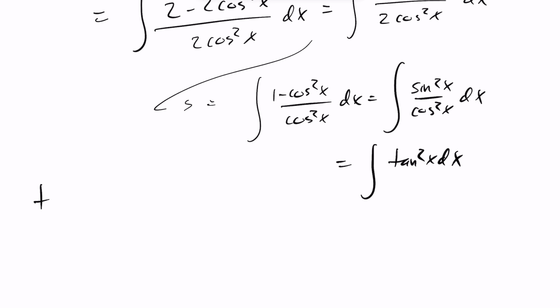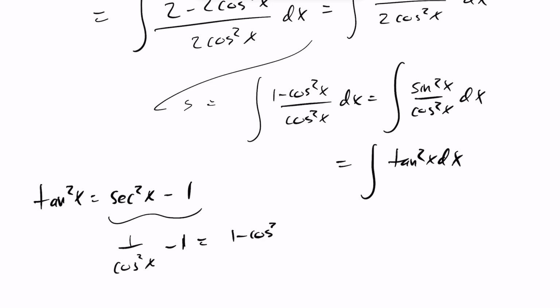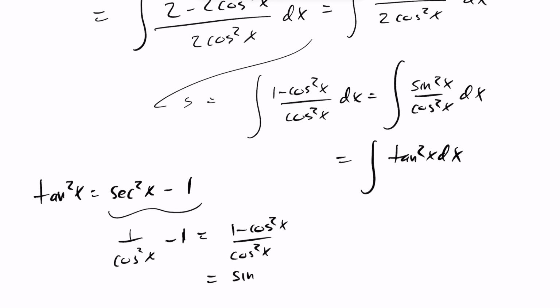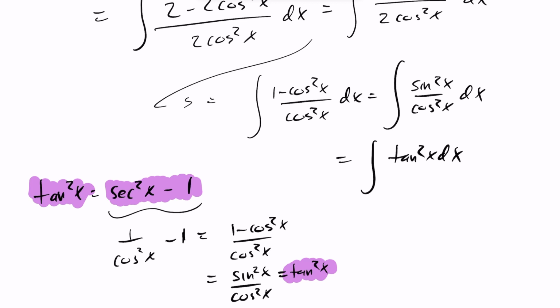Now you want to take the integral of tan squared x dx, but recall we have the identity tan squared x equals secant squared x minus 1. If you can't see why, this is equal to 1 over cos squared x minus 1, which is equal to (1 minus cos squared x) over cos squared x, which is equal to sine squared x over cos squared x, which is equal to our tan squared x that we had gotten here. So just to show you that we do have this relationship where tan squared x is equal to secant squared x minus 1, I'm going to replace that.